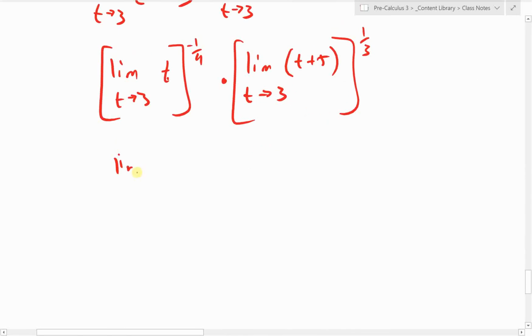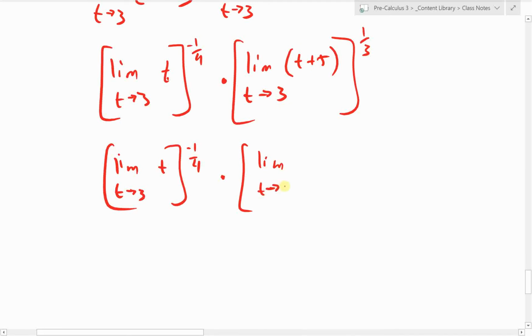So we'd have the limit as t approaches 3 of t raised to the negative 1/4 power times, and here, this is a little bit tricky, but we have the limit of a sum, so inside of these square brackets we can split that up into two limits, right? Because the limit of a sum is equal to the sum of the limits. And then that sum would be raised to the 1/3 power. And again, notice we're down to only the limit of t and the limit of a constant. These two basic limit rules that we learned in section 2.